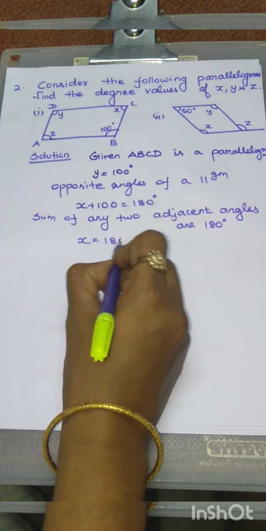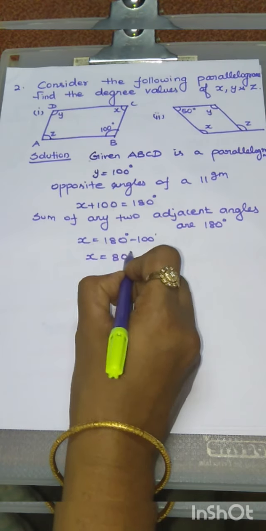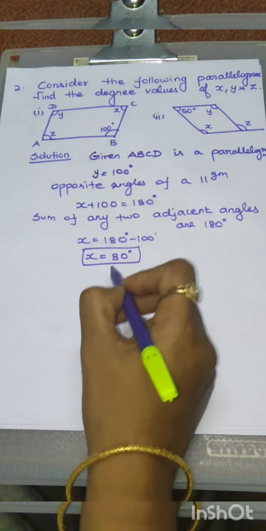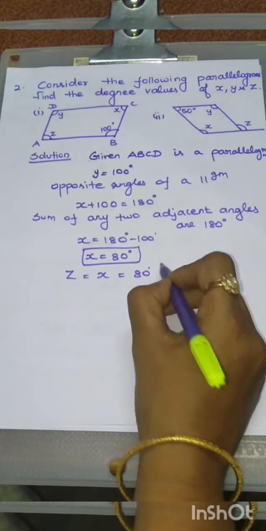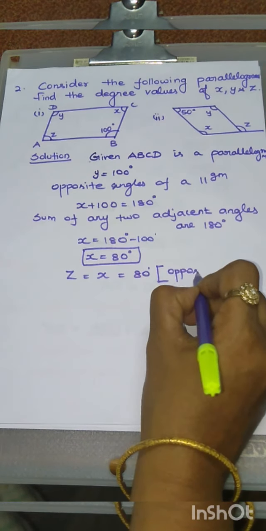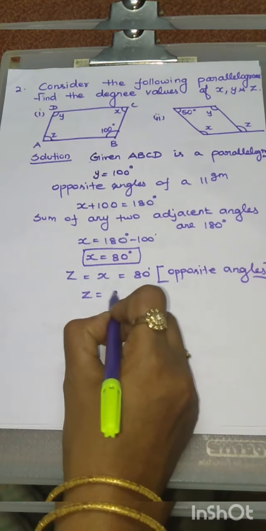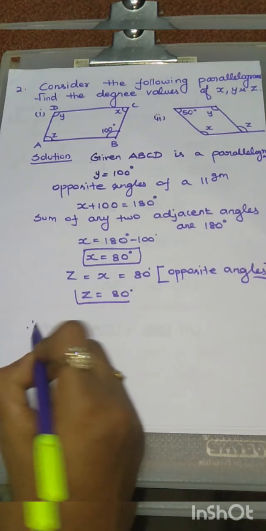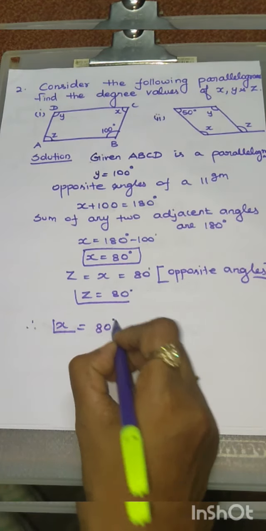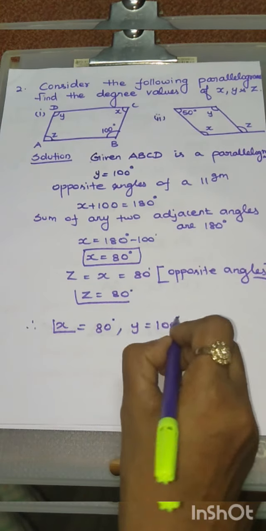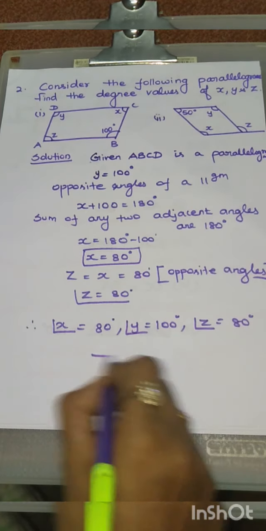x is equal to 180 degrees minus 100 degrees. So the x value is equal to 80 degrees. x equals 80 degrees. So what about z value? z equal to x is equal to 80 degrees. The reason is opposite angles. Opposite angles are equal, no. So directly we have to take angle z is equal to 80 degrees. Therefore angle x is equal to 80, y is equal to 100 and z is equal to also 80 degrees. That's all.